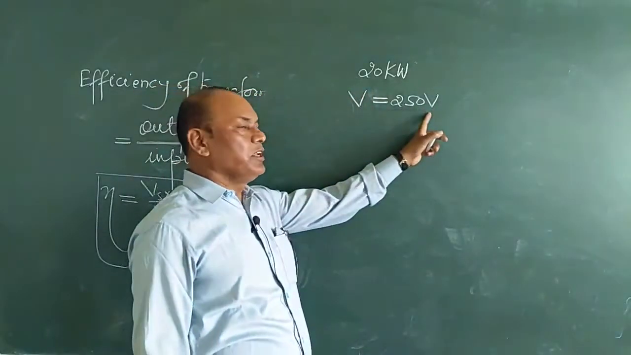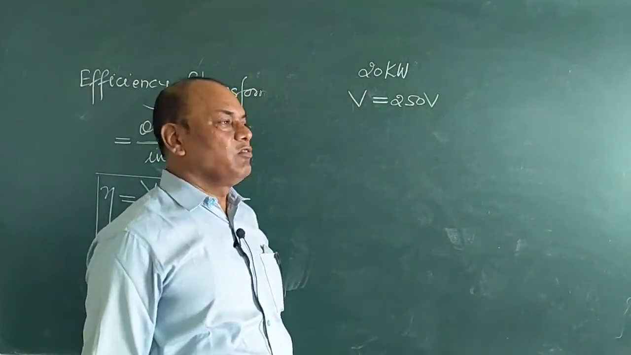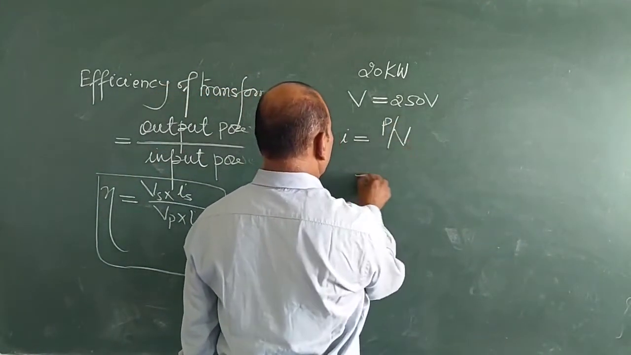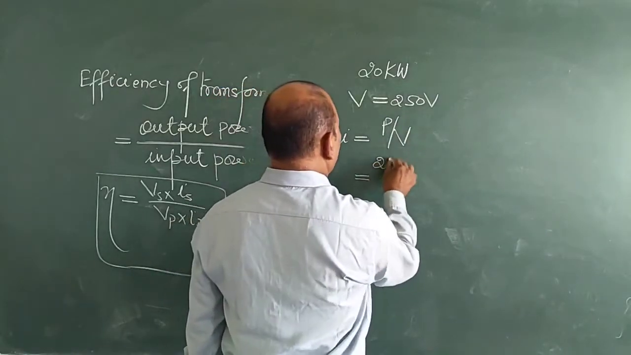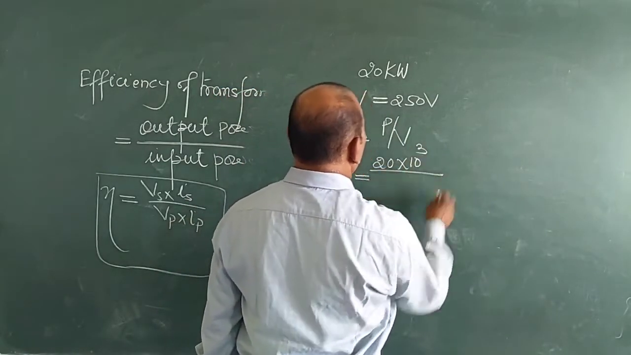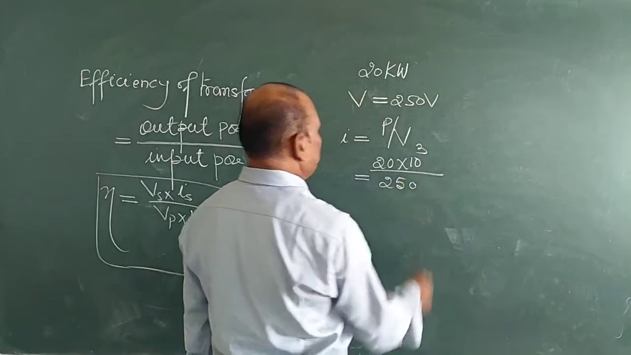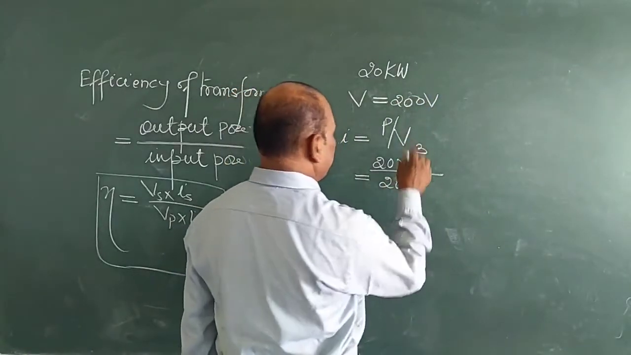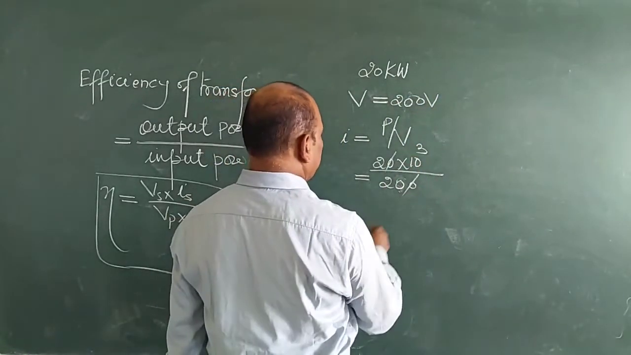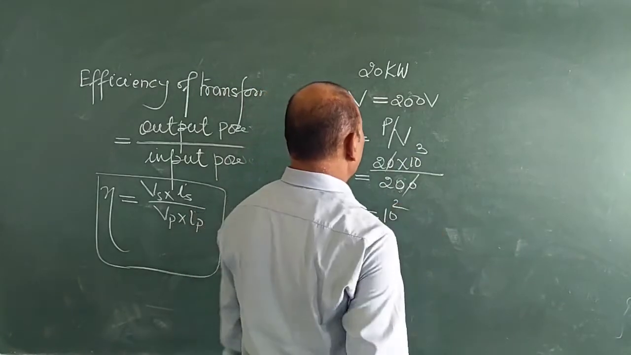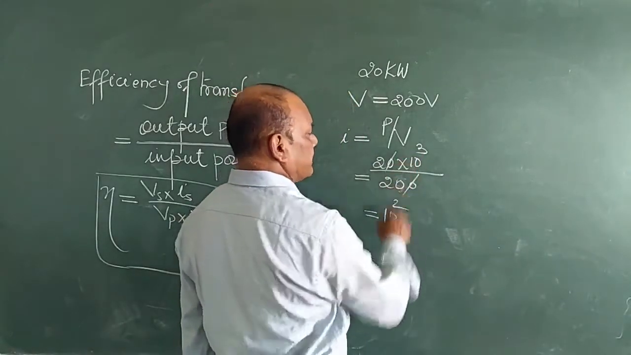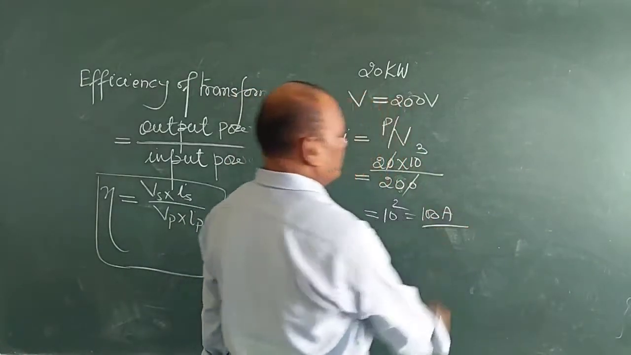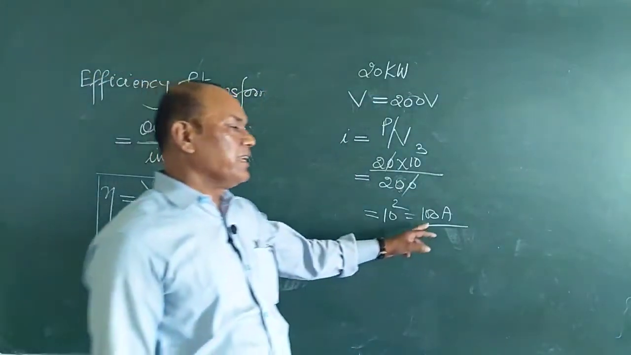Since 250 volt is required at your home, what will be the current? I is equal to P by V. Here P is 20 into 10 power 3 watt divided by 250. For example, suppose that it is 200, then it will be taken as 200. Now this is cancelled out, we have 10 power 2. This means 100 ampere current. This 100 ampere current is very high.